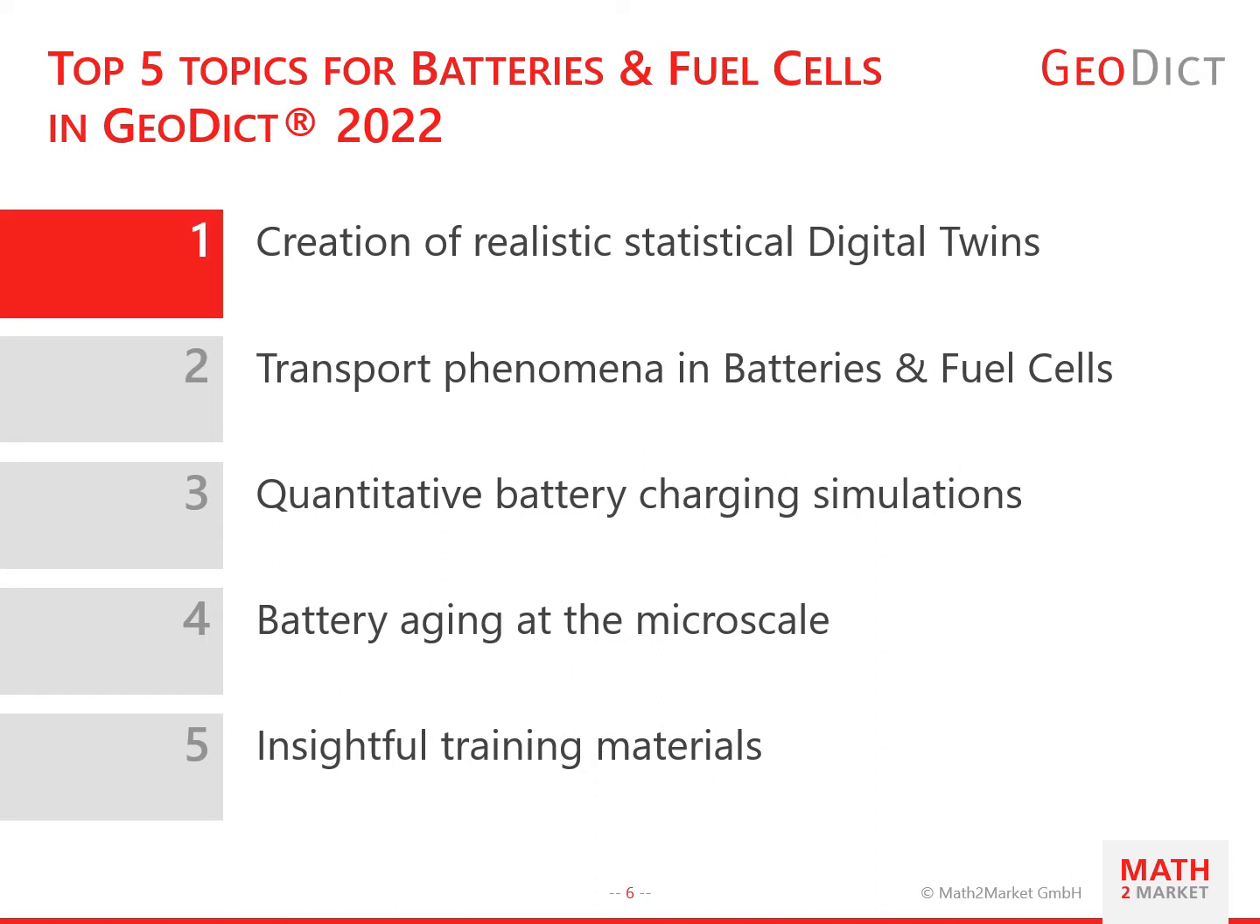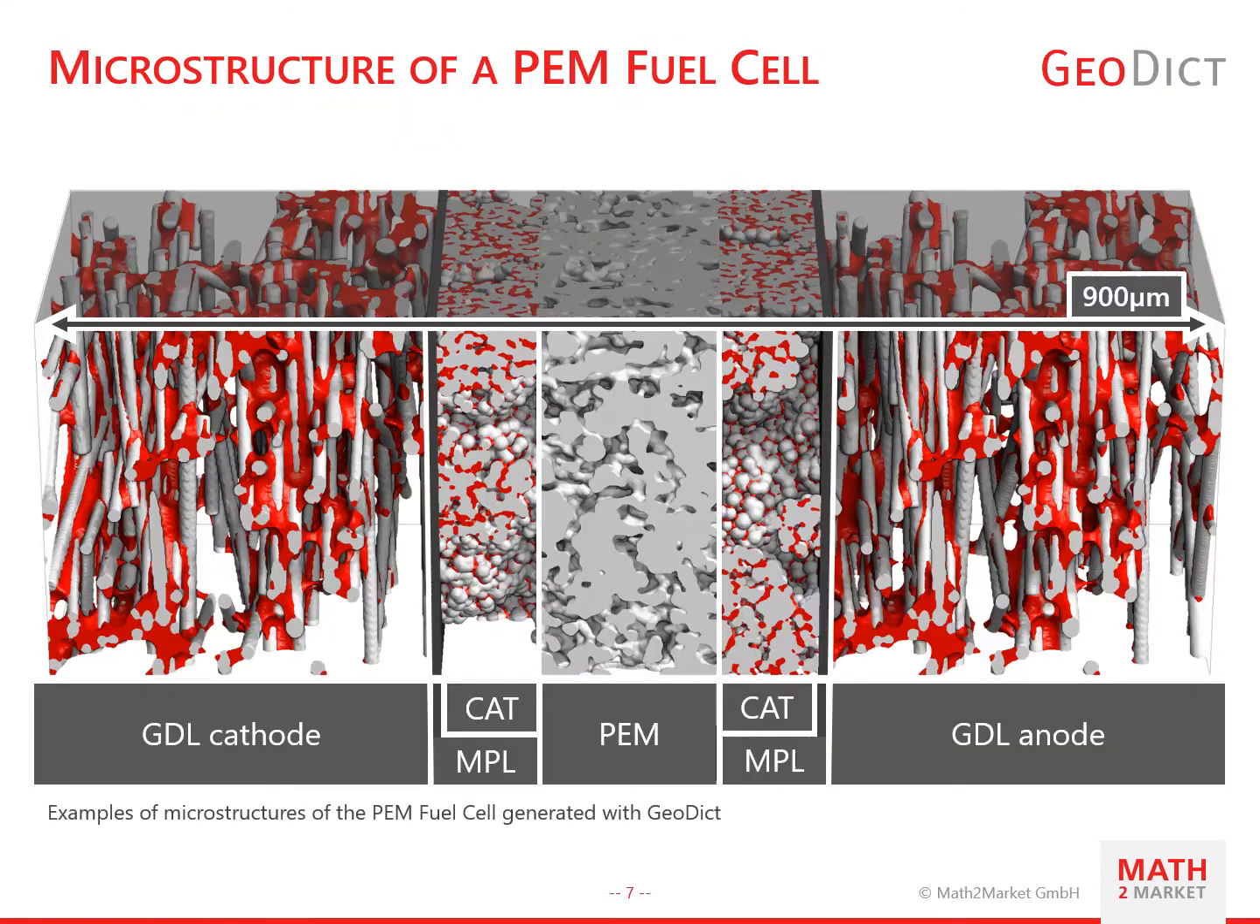Let's start with the creation of realistic statistical digital twins. You can create statistical digital twins for the microstructure of each of the layers in a PEM fuel cell. Here you can see an example showing artificially created GDLs, MPLs, catalyst layer, and also the membrane. You already might have guessed that the layers are not to scale, but nevertheless I think it gives you an idea how these microstructures would look like.